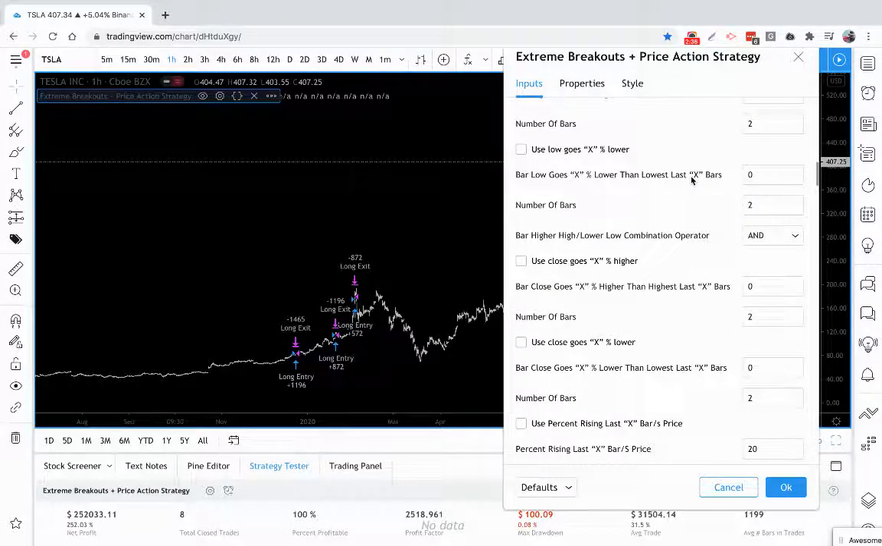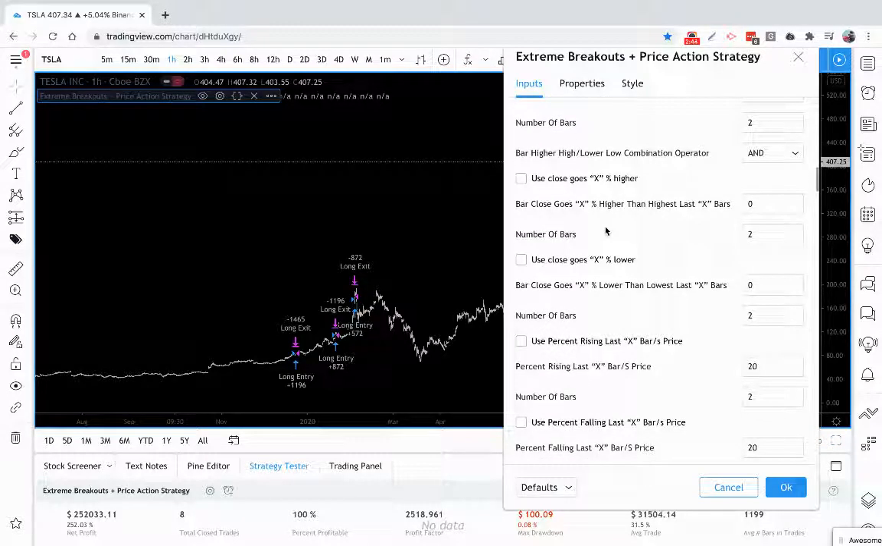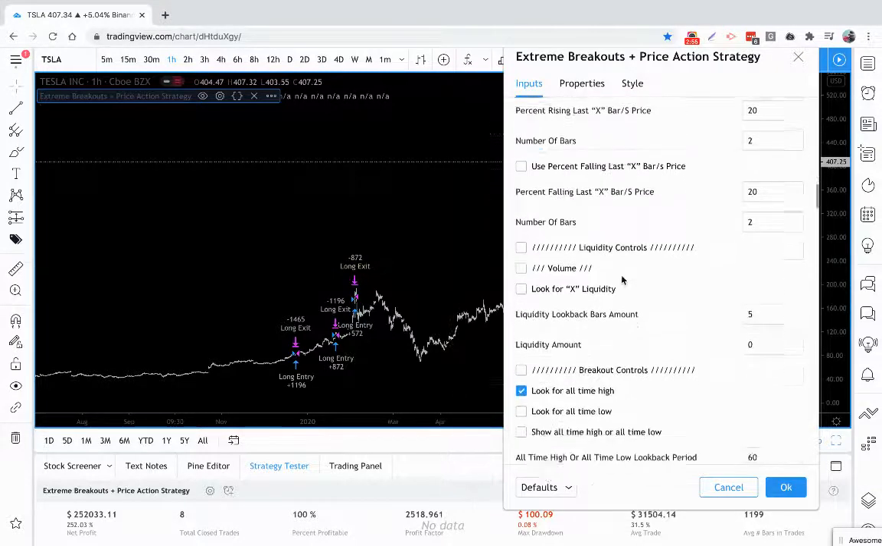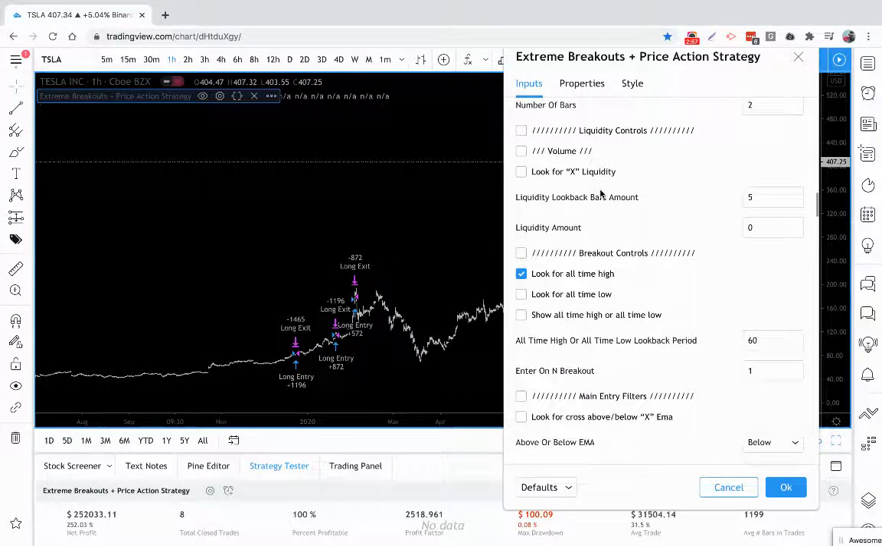So if you want to find bars that are engulfing, that go higher and lower than previous bars, you can do that also. And then you can look for bar closes that go higher than the last closes of a certain amount of bars, or lower. You can look for rising and declining prices over any amount of bars. You can look for liquidity. So if you're looking for very specific liquidity, which is volume times the share price, you can do that.